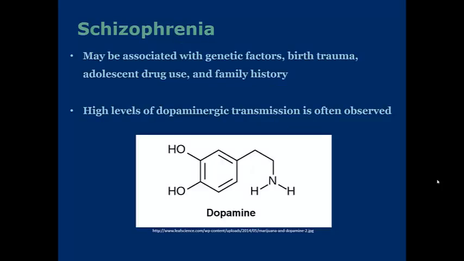Schizophrenia may be associated with genetic factors, birth trauma, adolescent drug use, and family history. One of the key factors or key symptoms that are noted are high levels of dopaminergic transmission. This often leads to psychiatrists treating schizophrenia by tampering with dopamine levels in their patient through medication.